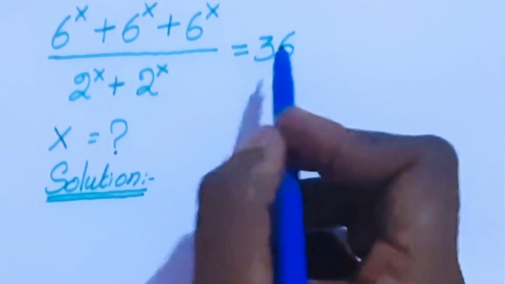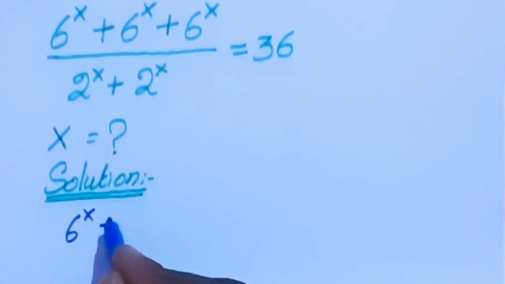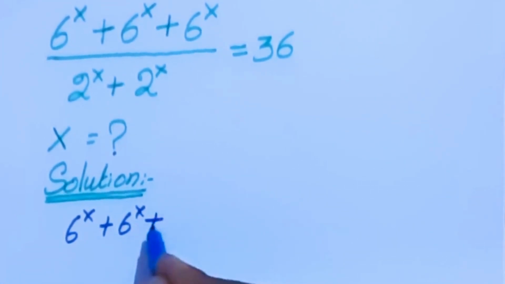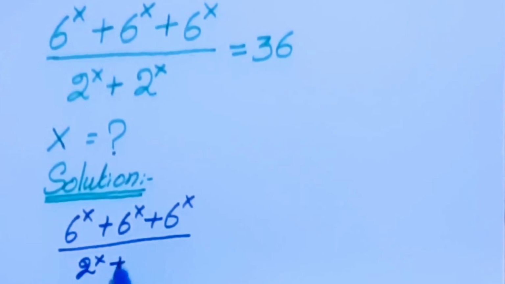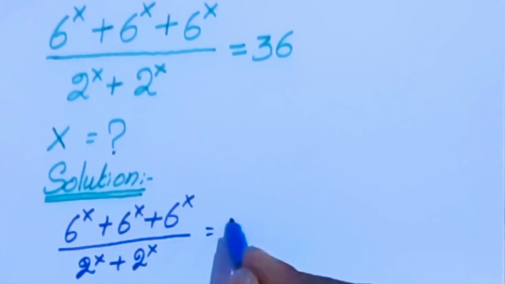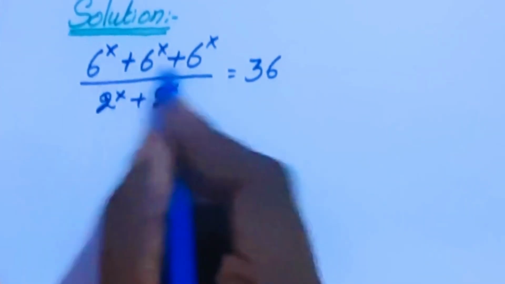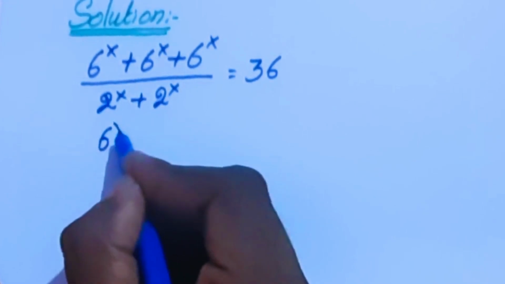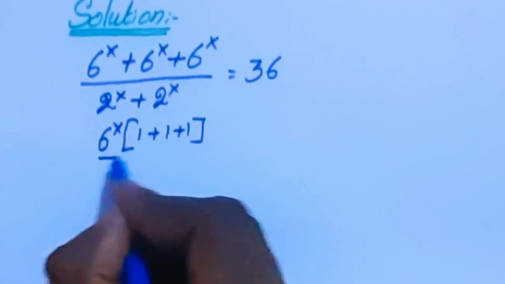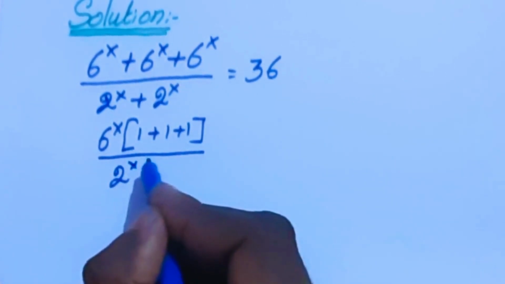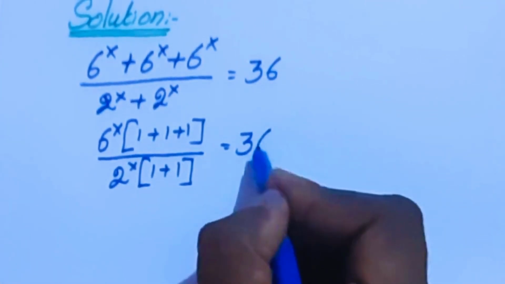Today we are going to solve this problem to find x value. Solution: (6^x + 6^x + 6^x) / (2^x + 2^x) = 36. Now we are going to take 6^x common here. So 6^x(1 + 1 + 1), and in the same way in the denominator, 2^x common, (1 + 1) equal to 36.